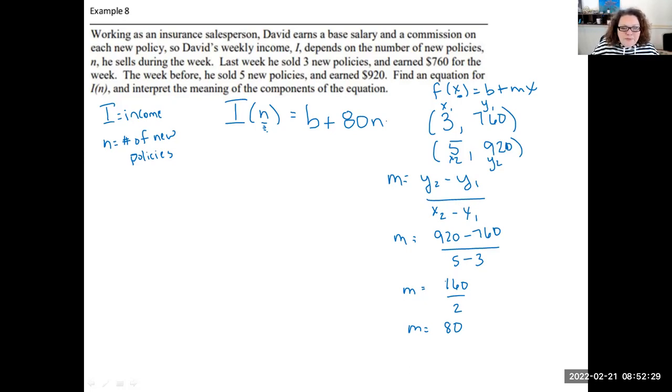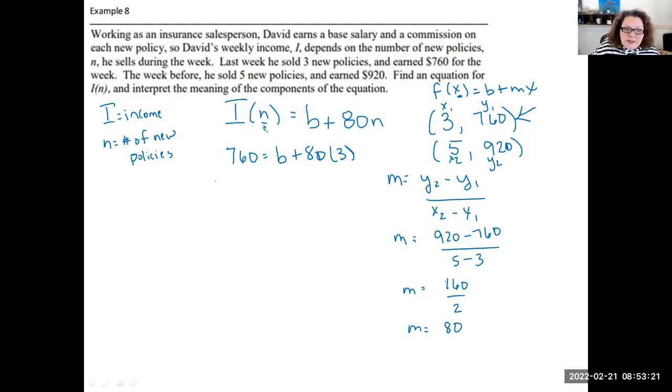And I'm going to say, well, how would I do this? Well, I know that if he sells 3 policies, he's going to end up with $760. And I know that I of N is his income based on his new policies. Well, his income would be $760 if he sold 3 new policies, because that's what happened in this point here. He sold 3 policies that week. He got $760. So if we just plug that in, his income was $760. And then we plug in the 3 because that's how many policies he sold. And we can solve for B to find out how much his starting income is.